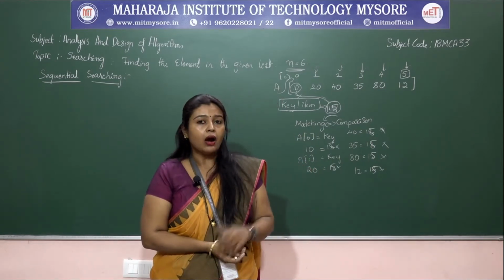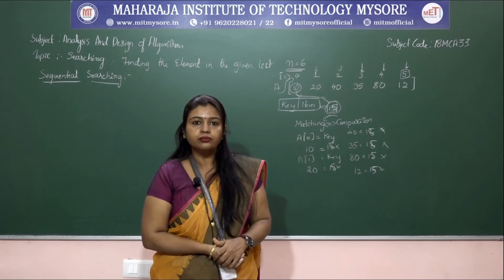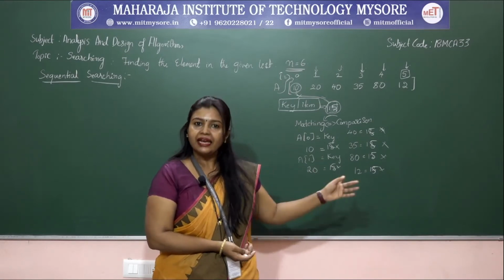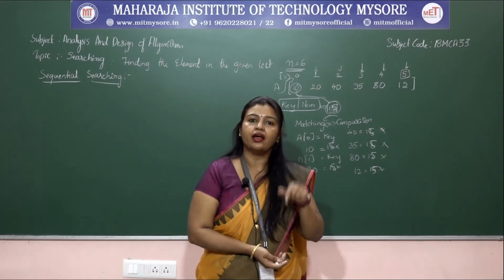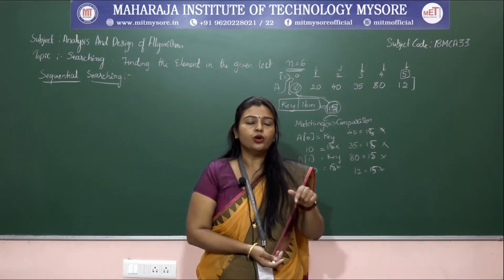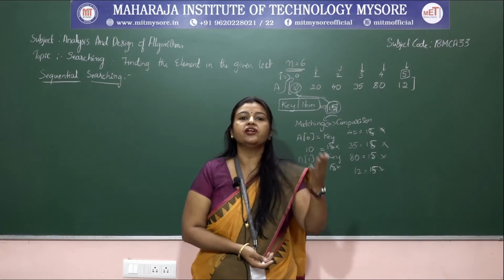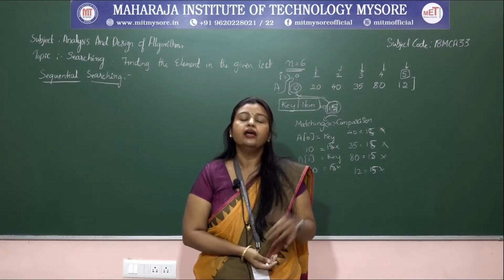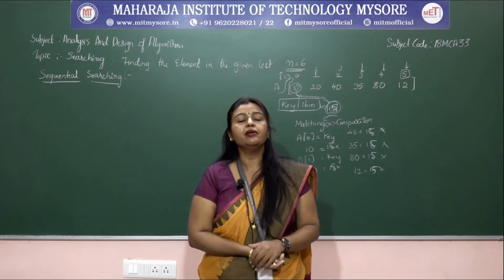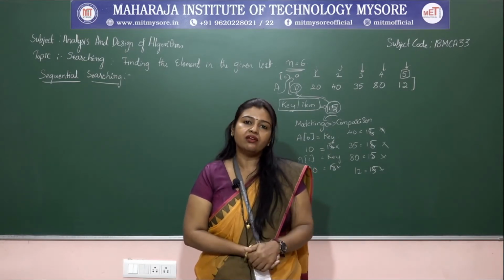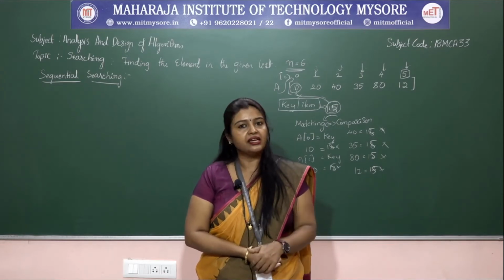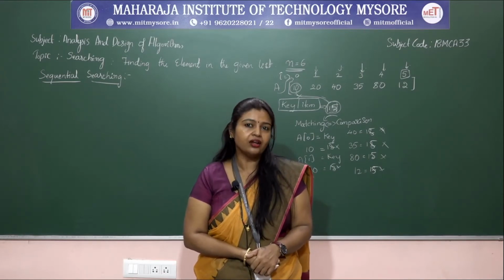So now we need to write the algorithm. That algorithm should tell you whether that key element is present in your array or not. If it is present, just return the position where that element actually is. Otherwise just return -1. So if you are returning that -1, it means the element is not found.